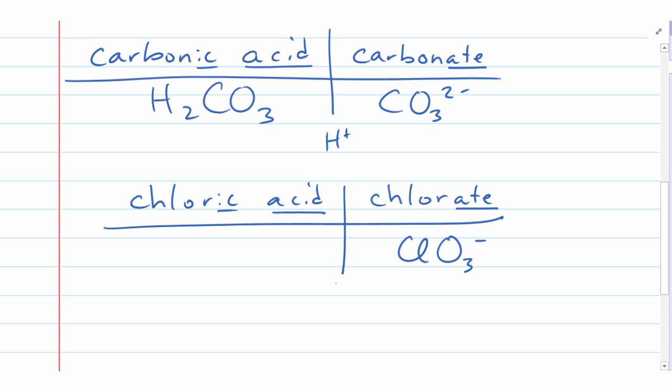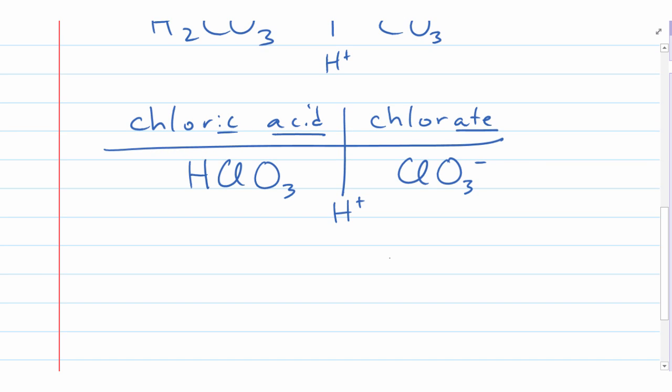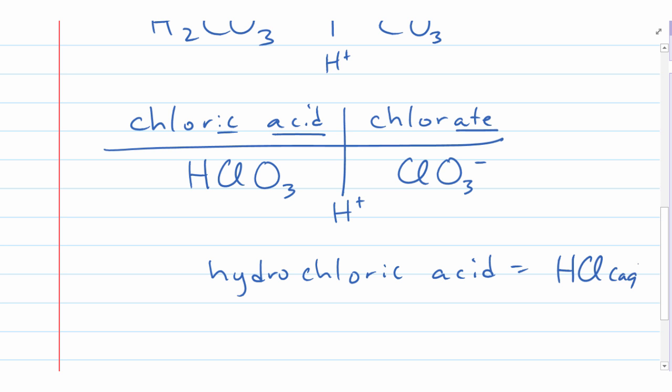Then to write the formula for the acid, we combine it with H plus. So the formula would be HClO3. Now remember that we already looked at the formula for hydrochloric acid, and hydrochloric acid had a formula of HCl.